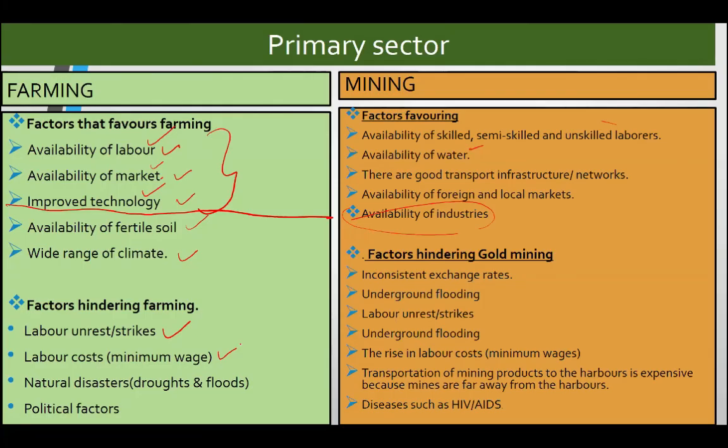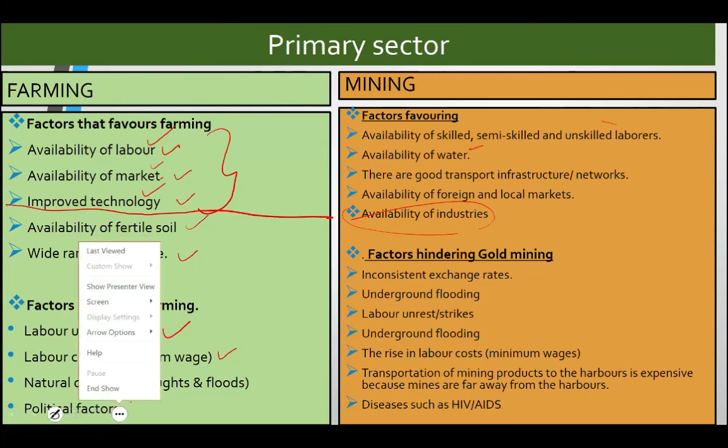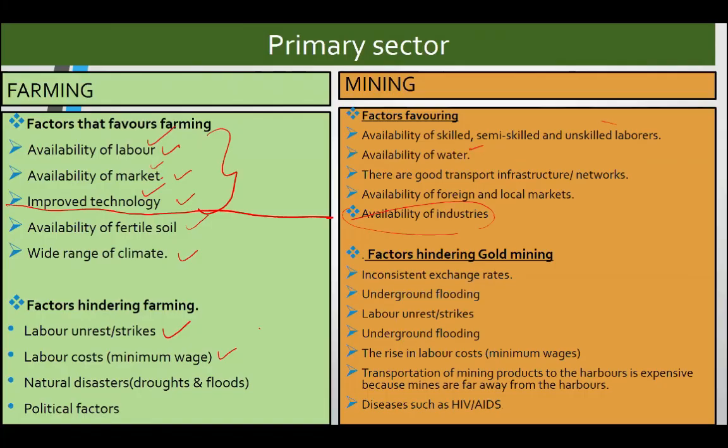Natural disasters like droughts and floods. Okay, you cannot use natural disasters like droughts and floods for mining, because mining will not focus mainly on floods and droughts, as it's not necessarily influenced by climate that much. But political factors that are going to hinder farming will still be the political factors that could also hinder mining. So these factors, as they are, you can use them on both sides. And then inconsistent exchange rates.